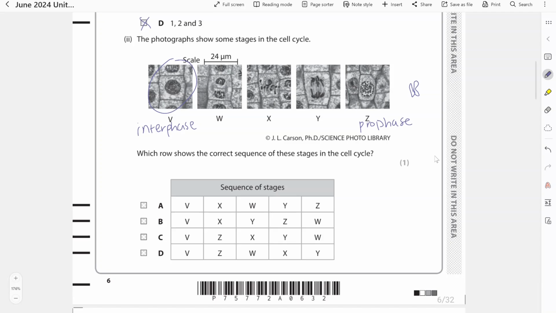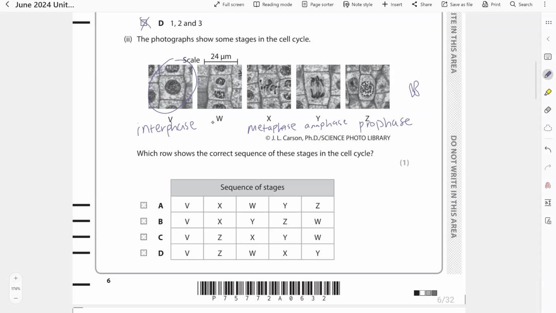After that, the chromosomes line up in the middle, so this would be metaphase. You can kind of see the chromosomes lining up in the middle there. Once they line up in the middle, the spindle fibers shorten and the chromatids get separated, and they would move to opposite poles, and that would be anaphase.